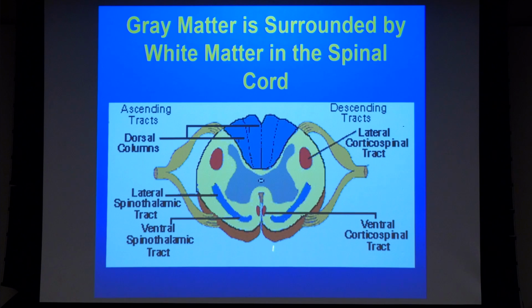The idea here is that what we have is symmetry, and that the second order neuron always crosses over.